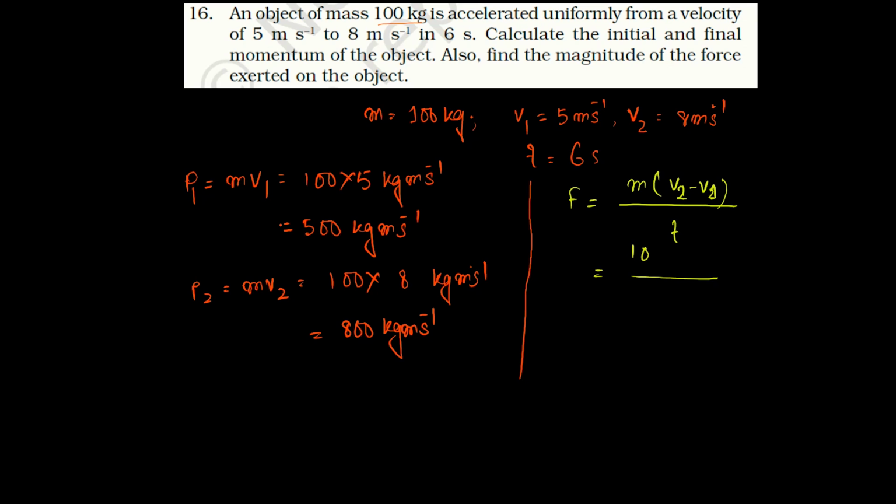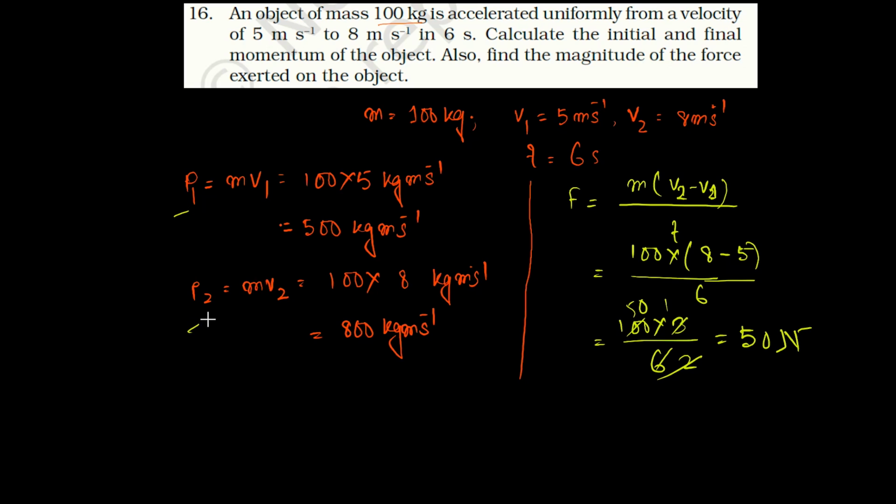M is given as 100, into what is the final velocity? 8. What is the initial velocity? 5. Divided by the time, 6 seconds. That means 100 into 3 by 6. If you solve this, it is 50 Newton. Simple answer. We have got two answers, that is, the initial momentum and final momentum, and the required amount of force we have calculated. Now we will move towards our next question.